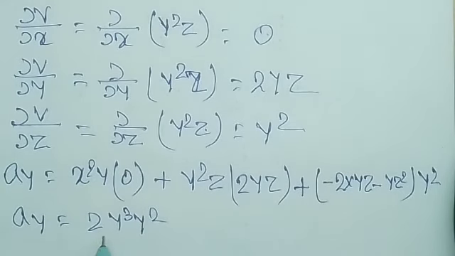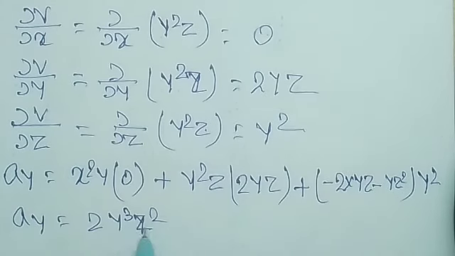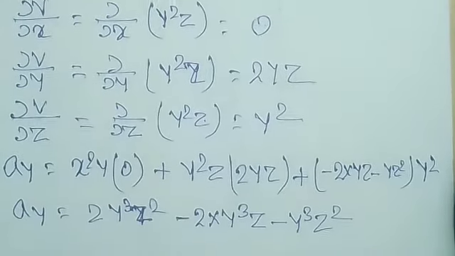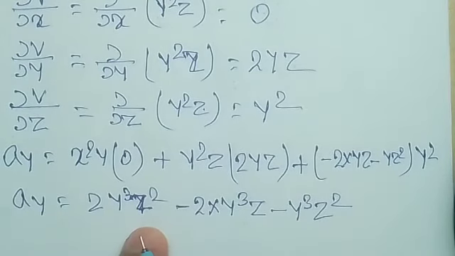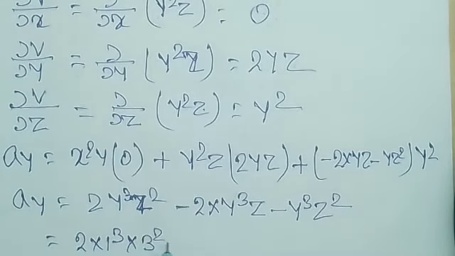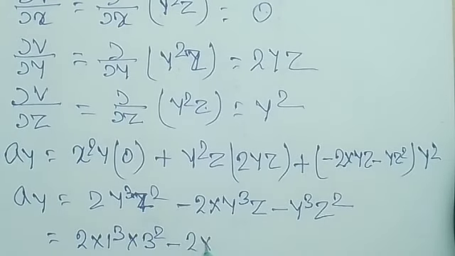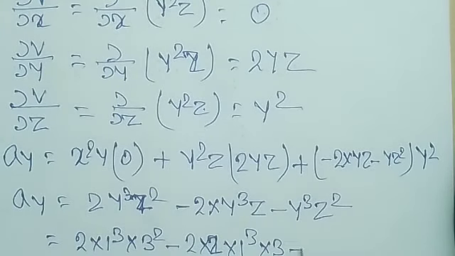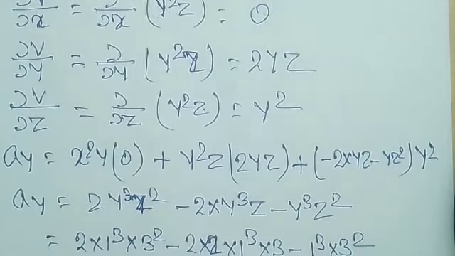So you got 2y cube z square, this is z square, right? And this will be what you have, minus 2xy cube into z and minus y cube z square. Okay, so then we have to find out the ay at (2, 1, 3), meaning x is 2, y is 1 and z is 3. So x is not there, so this is 2 into 1 cube into 3 square minus 2 into 2 into 1 cube into 3 minus 1 cube into 3 square, right?